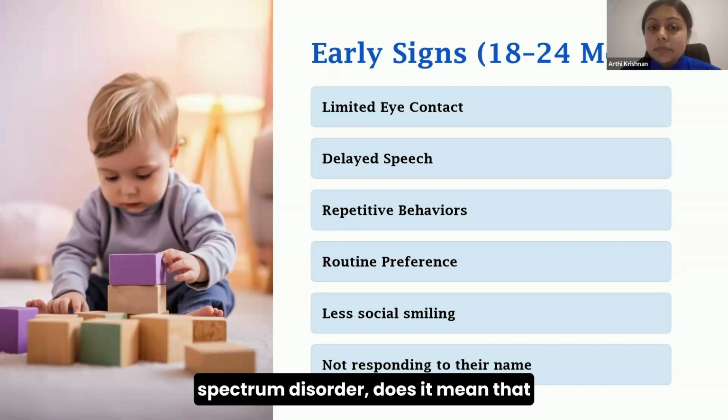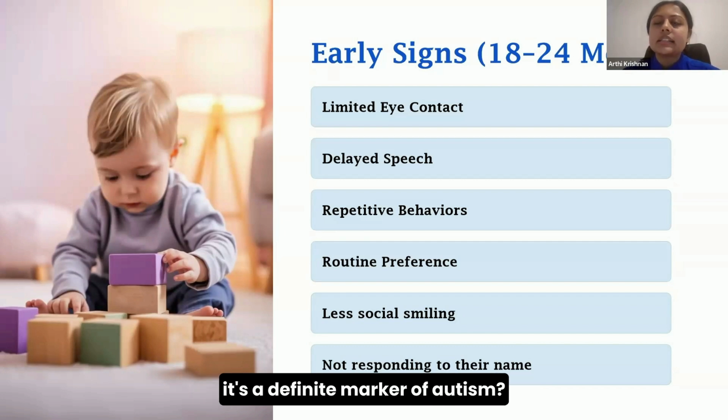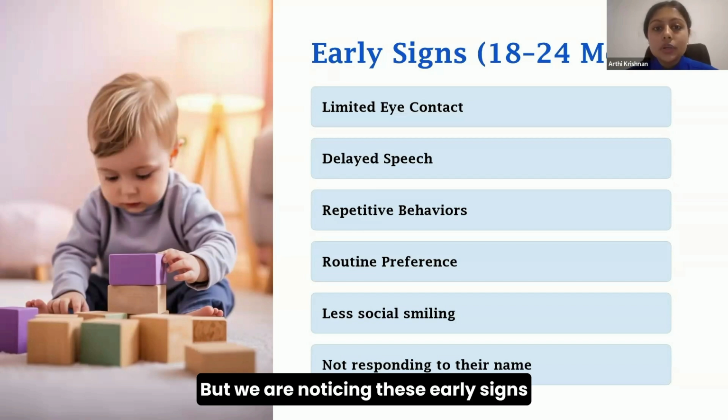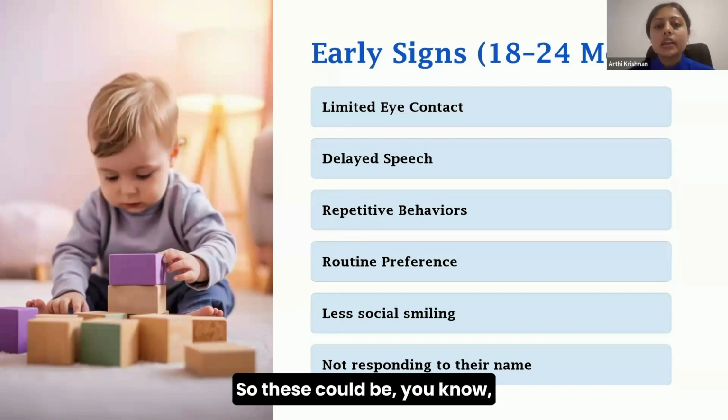So does it mean that if these early signs are there, it's a definite marker of autism? We're not concluding on that. To know if it is autism, we need to assess them with standardized procedures. We need to take their developmental history. There is a comprehensive procedure, but we are noticing these early signs to be aware so that we can contact professionals and assess accordingly and start early intervention. So these could be the early signs, but we are not drawing any definitive conclusions based on these signs.